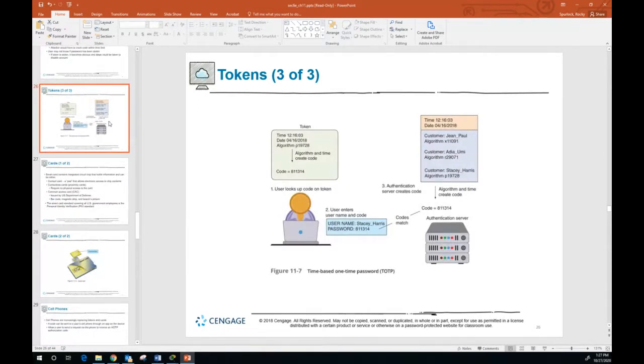So we have an example of the time-based one-time password, which in this case, the user uses the token. The code is 811314. So they enter their username and that password. Then the password is sent to the authentication server, where they look at the time and the date. And with this, they verify that the code matches the code on the authentication server for the token. And so then they are allowed into the service they're requesting.